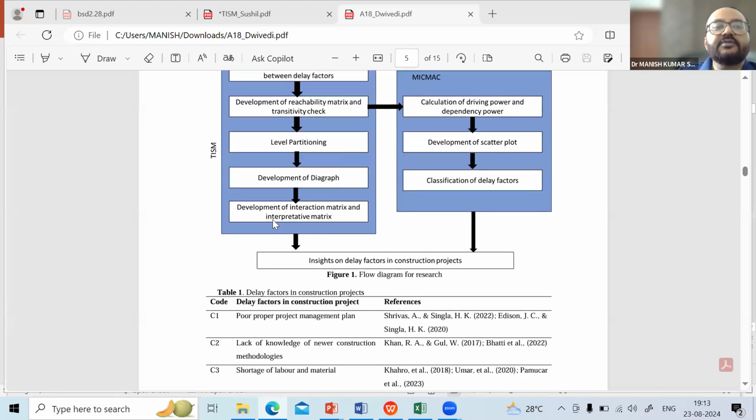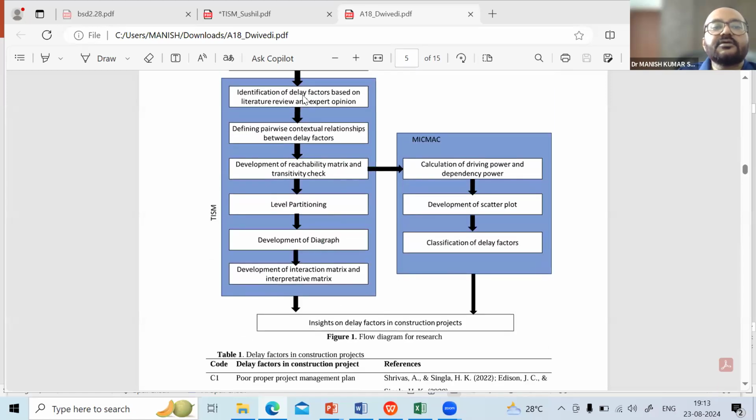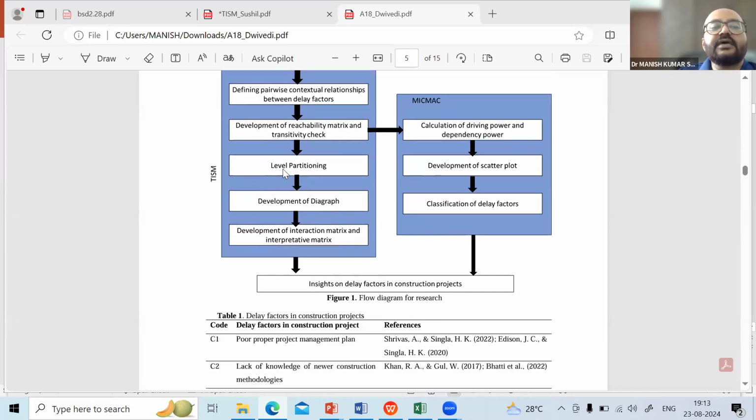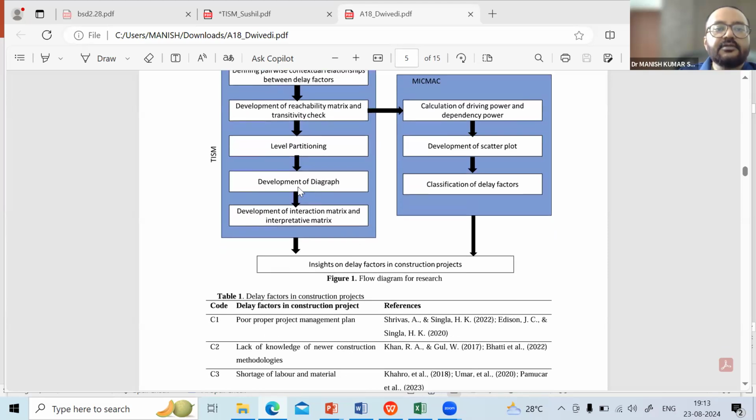And then, this is actually the process, development of the reachability matrix. It is the next one, after you develop the pair-wise conceptual relationship between delay factors. Then we have level partitioning. We'll do one by one. Development of the diagram is the third stage, which is important. So the importance will come from here, actually, from there.